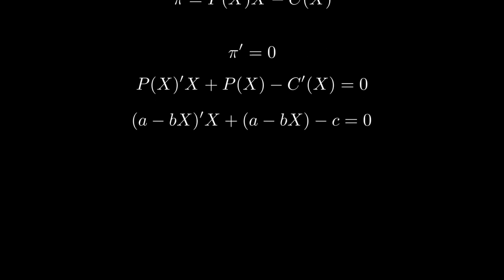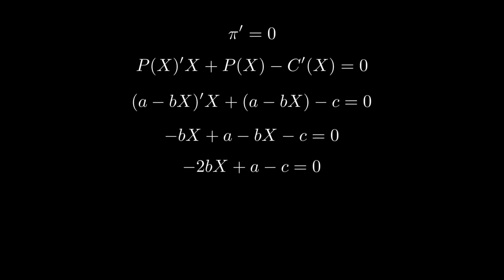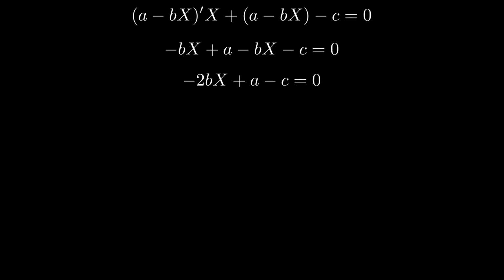We then take the derivative, simplify the expressions until we have the profit maximizing quantity equal to A minus C over 2B.